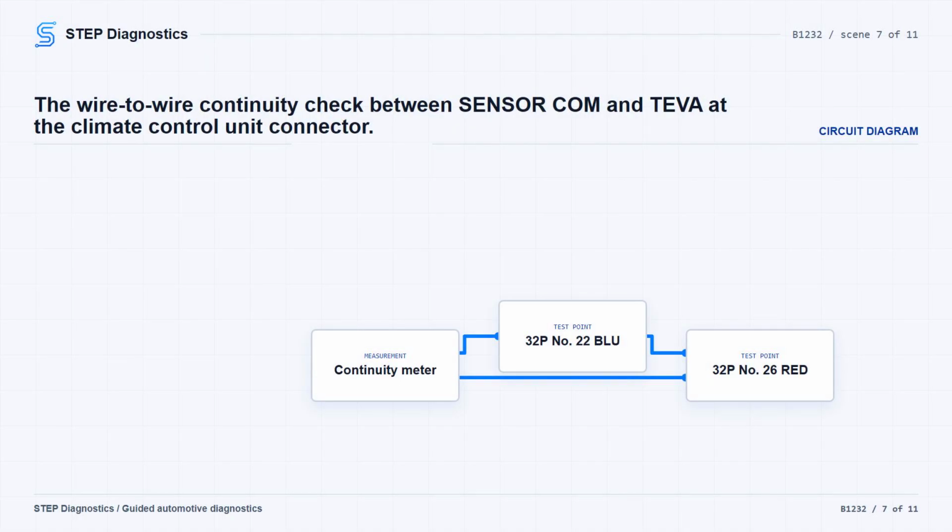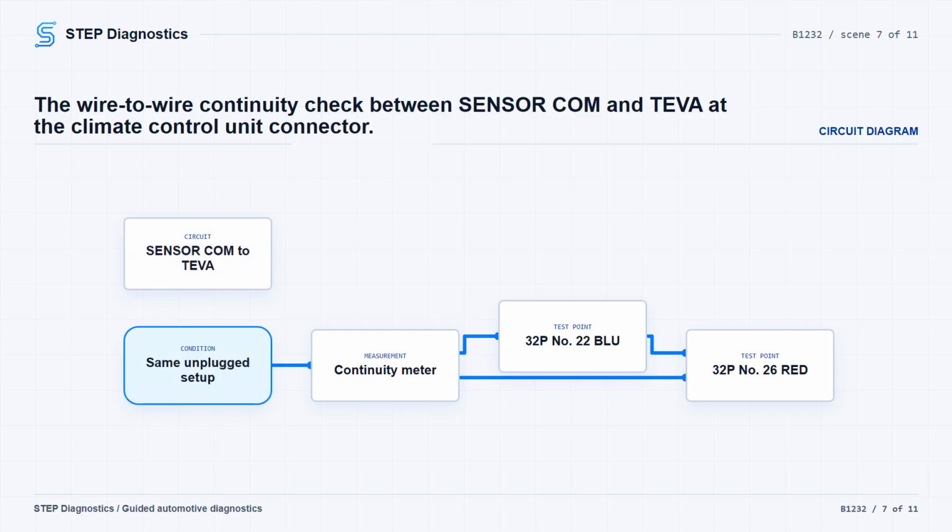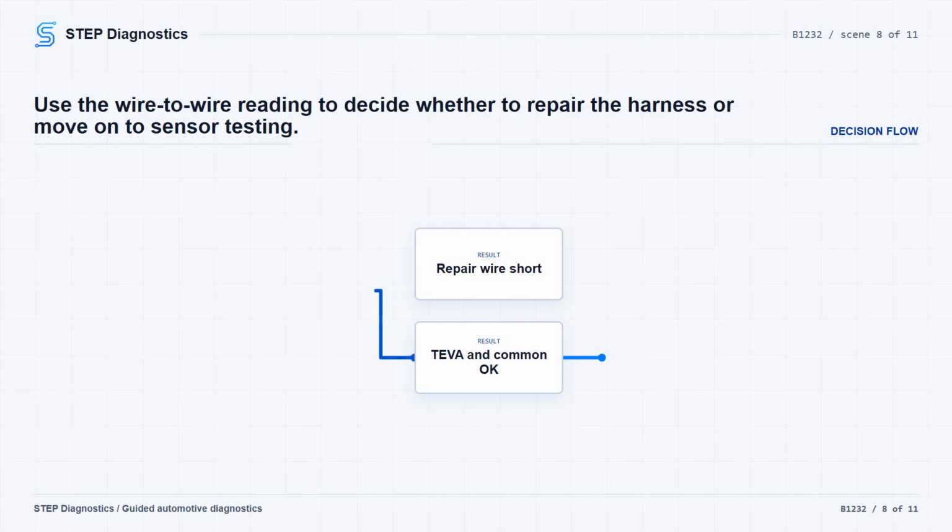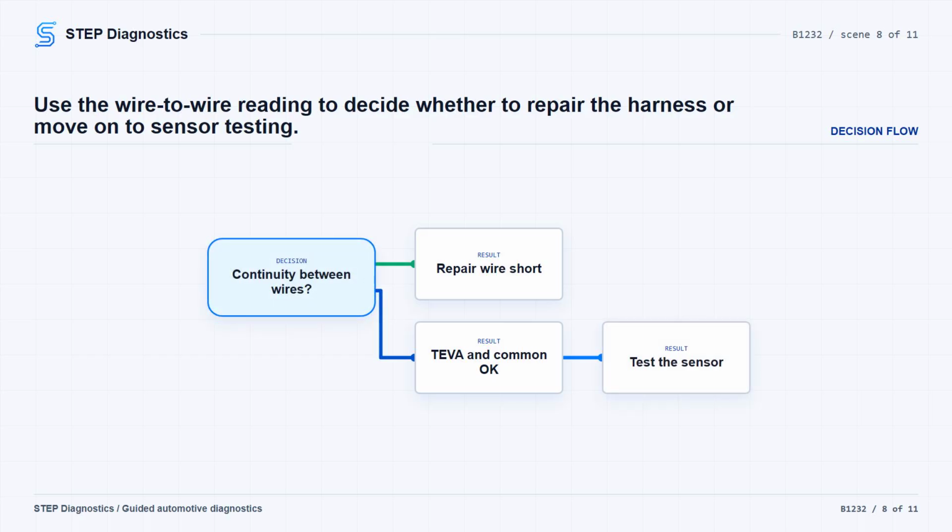With the same connectors still disconnected and the ignition still in LOCK 0 or OFF mode, check continuity between the sensor common side and the TEVA side at the climate control unit connector. The test points are climate control unit 32P connector No. 22, the BLU wire, to climate control unit 32P connector No. 26, the RED wire. If there is continuity, repair the short in the wires between the climate control unit and the evaporator temperature sensor. If there is no continuity, the TEVA and sensor COM wiring checks are okay, so continue to the sensor test.